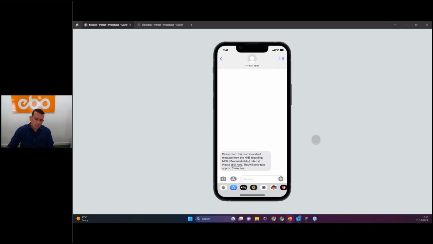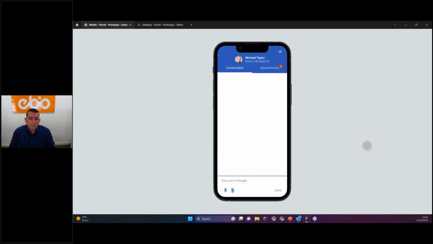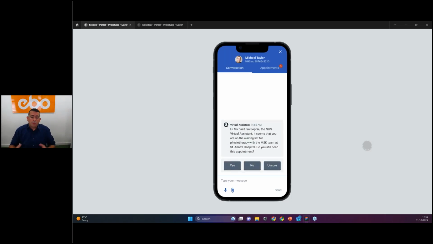So I'm going to go through this flow here, and this is all about finding out whether patients still need their appointments after a significant amount of time, maybe on a waiting list. So that information is pulled into the virtual agent, and the virtual agent then begins communicating with the patients. They will receive an SMS with a link, as it can be seen here. Once that link is selected, it will take them into the virtual agent directly, and the virtual agent will then take over the entire screen.